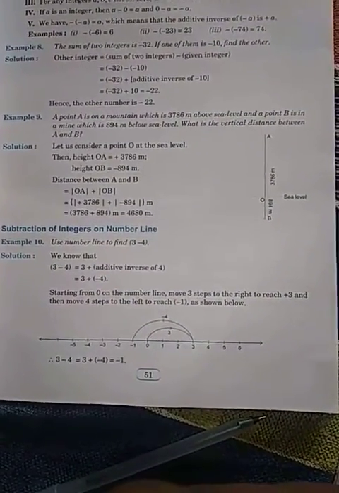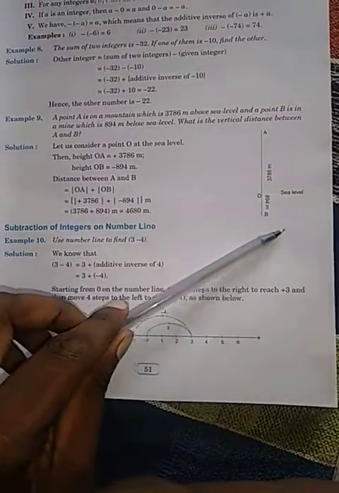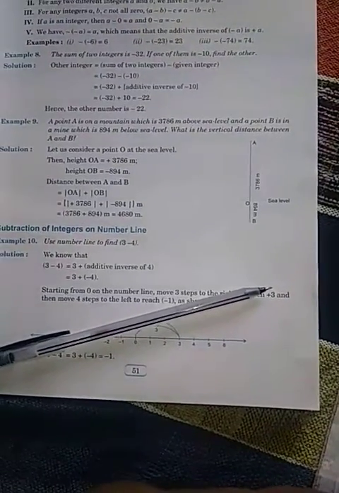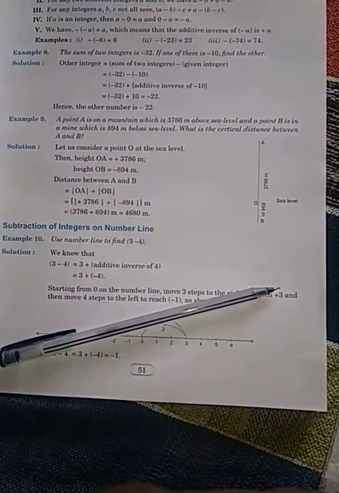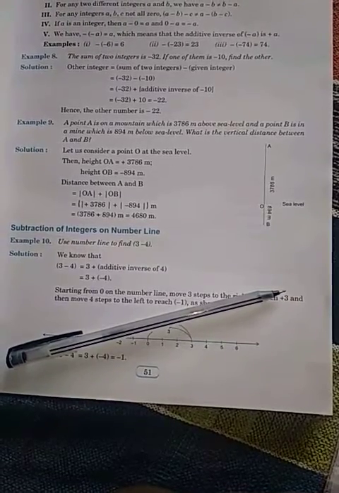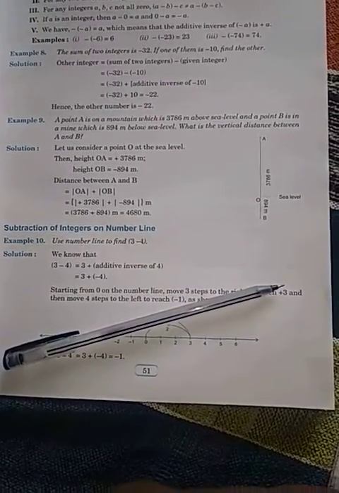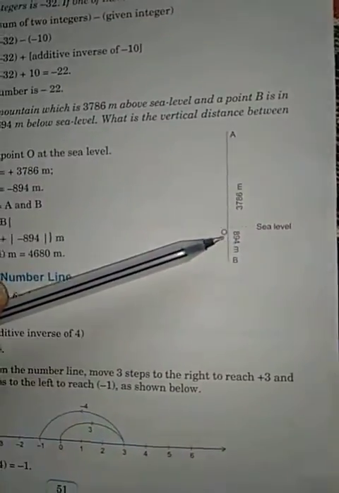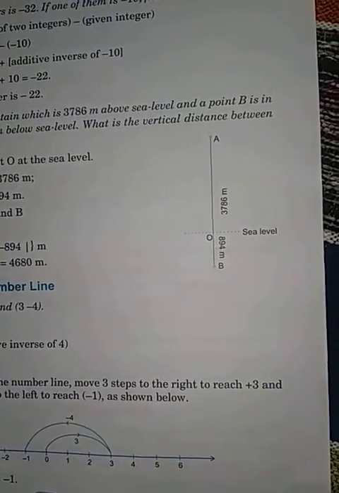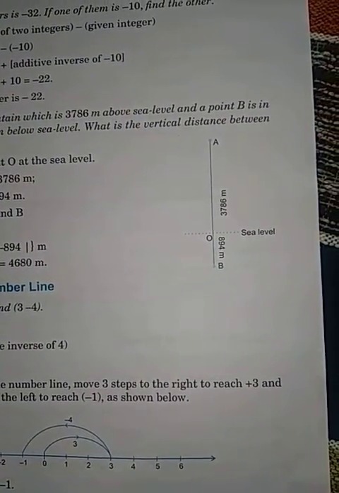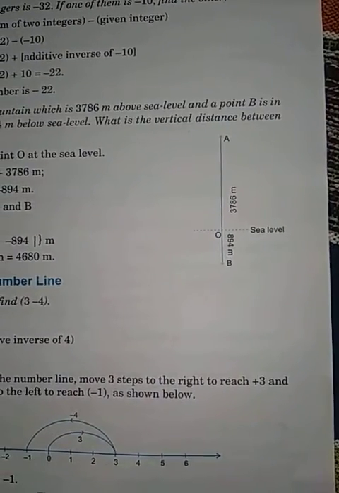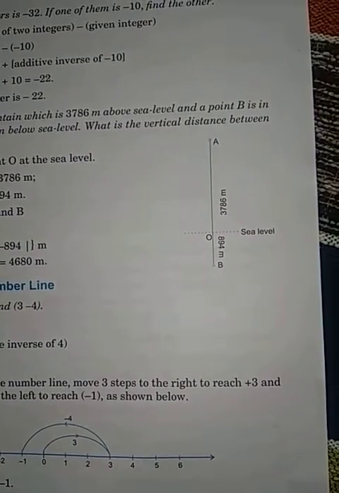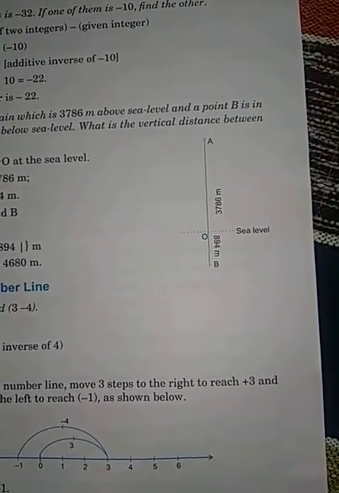Let us consider a point A on a mountain which is 3,786 meters above the sea level, and a point B in a mine which is 894 meters below the sea level. What is the vertical distance between A and B? You see, this line represents the sea level, and above the sea level is point A, 3,786 meters above, and another point B is 894 meters below the sea level.